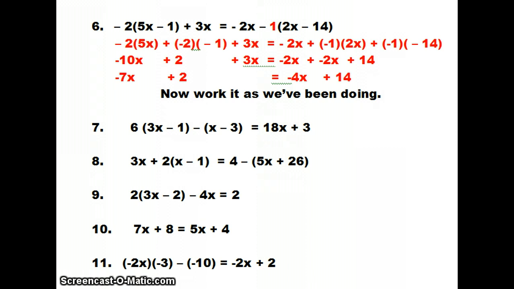Now what we're ready to do in our equation solving process is step number 2, combining like terms that are on the same side of the equation. So on the left-hand side we see -10x and 3x. We're going to combine those by adding together the numerical coefficients. That gives us -7x. We bring down the plus 2. On the right-hand side, we've got -2x plus -2x, so it's going to get more negative. It's -4x, and then we bring down the 14.